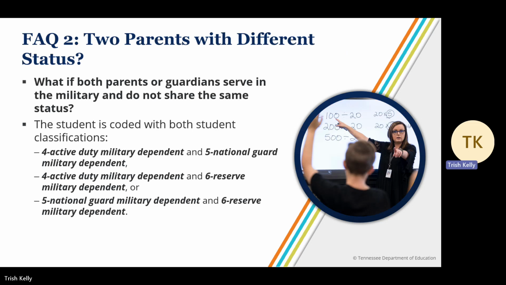Frequently asked question 2, 2 parents with different status. In other words, what if both parents or guardians serve in the military and do not share the same status? In this case, the student is coded with both student classifications: 4 active duty military dependent and 5 National Guard military dependent, 4 active duty military dependent and 6 reserve military dependent, or 5 National Guard military dependent and 6 reserve military dependent.